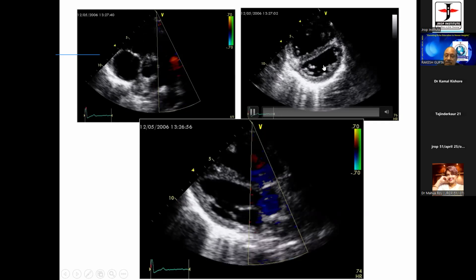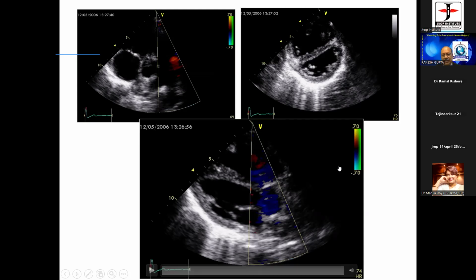The interventricular septum is bulging towards the LV, suggesting that if LV pressure is 100, this is 120, 130 millimeters of mercury. So the reversal which was supposed to happen from the descending aorta to the pulmonary artery will not happen.